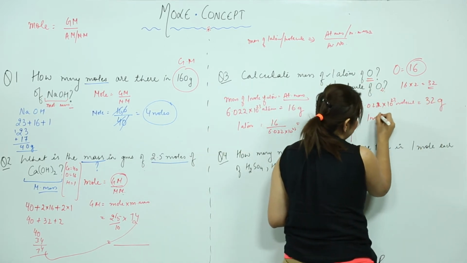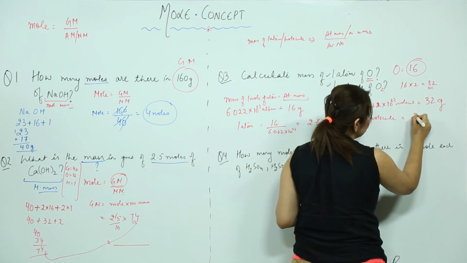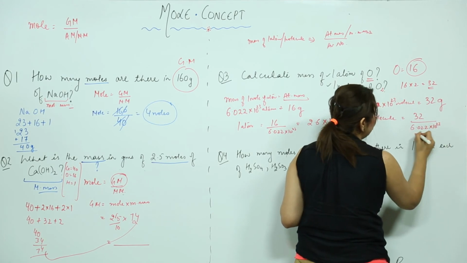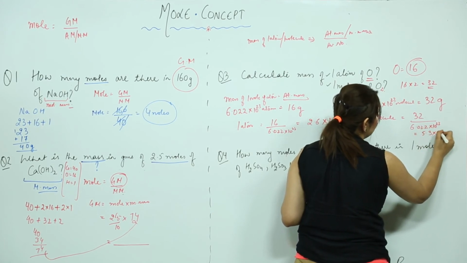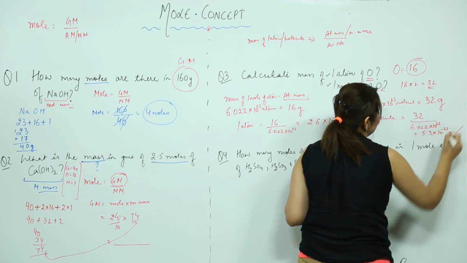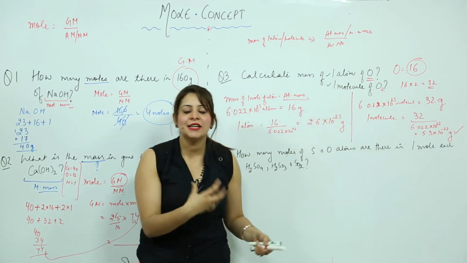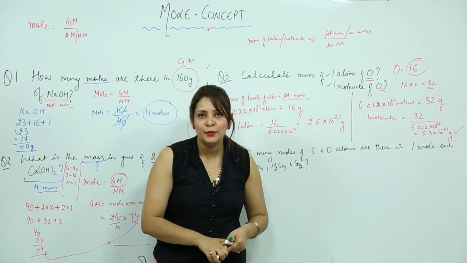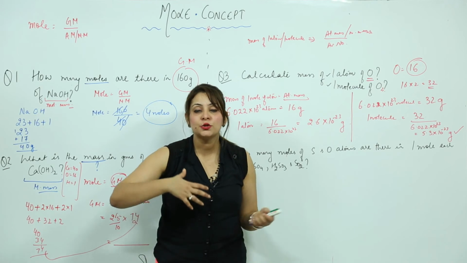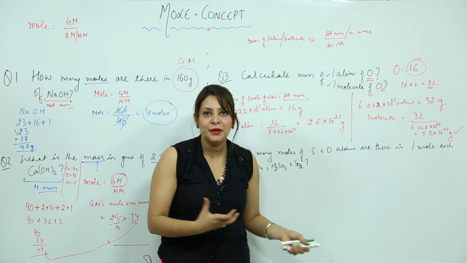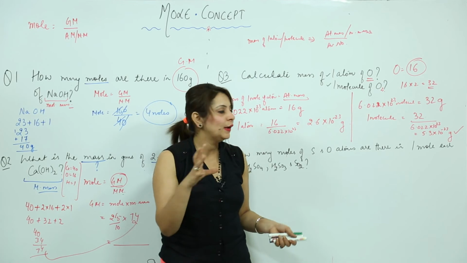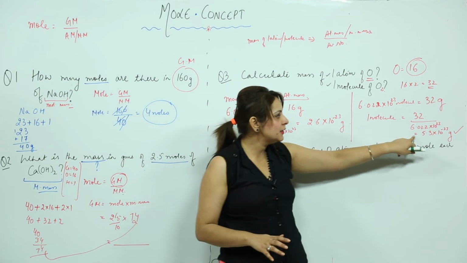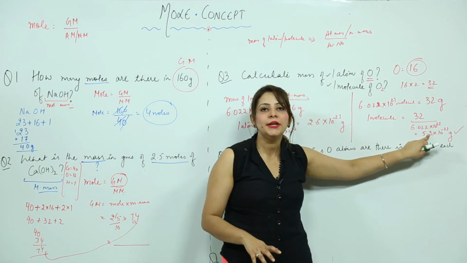So what is the mass of one molecule? It is equal to 32 divided by 6.022 into 10 raised to power 23, and what is the result? We have 5.3 into 10 raised to power minus 23 grams. I am just writing the answer directly because you know how to do multiplication and division, as you have been doing for many years, right? I hope you know how to calculate the values. So this is 5.3 into 10 raised to power minus 23 grams.